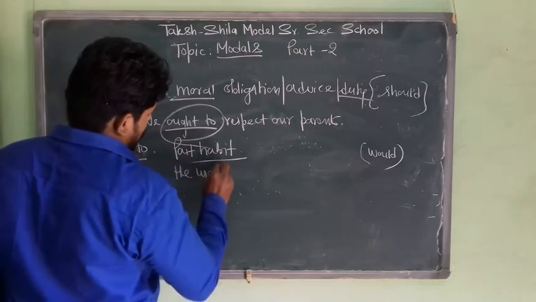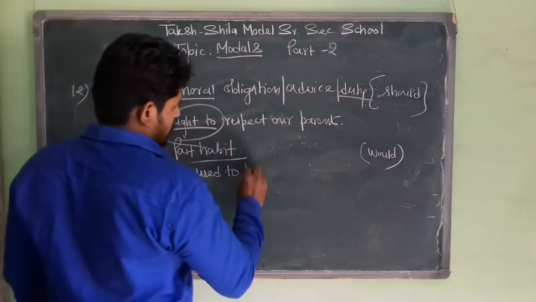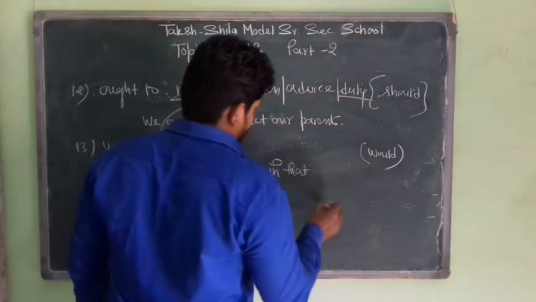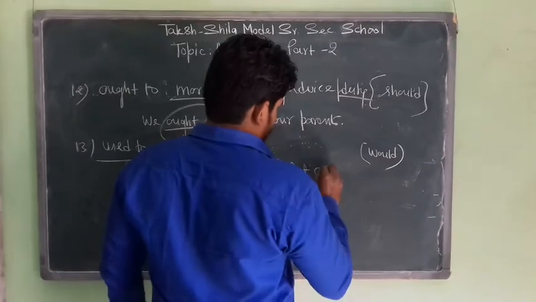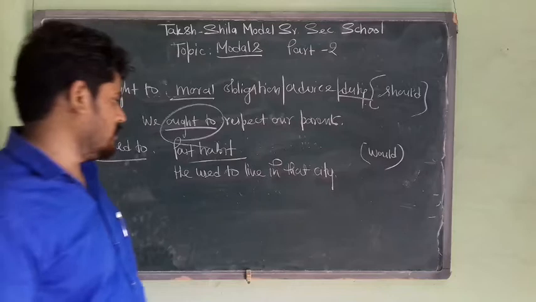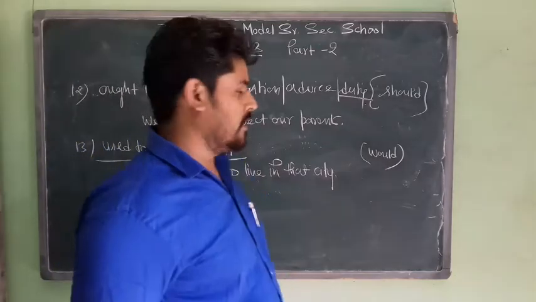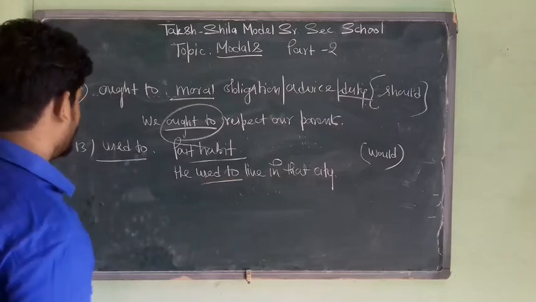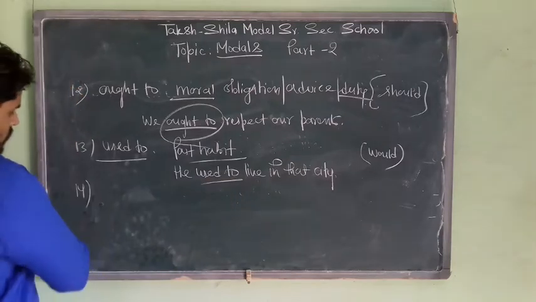He used to live in that city. Means he is no longer a part of that city as a resident. He has left living there now. So he used to live in that city. This is the habit, past habit. The person used to do that.